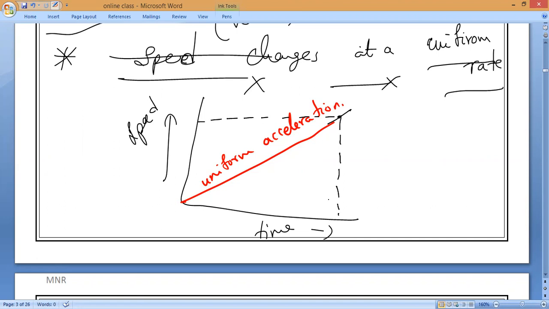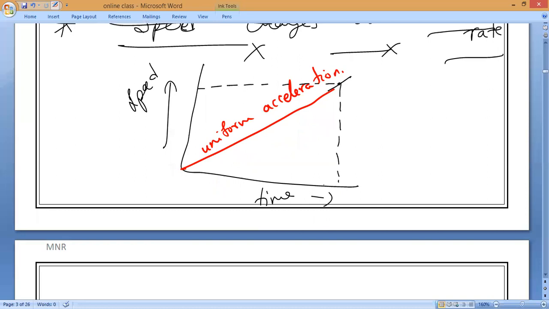Slope, sir. We have to use which equation? Hurry. Which equation? Same thing. So first of all, you tell me, for uniform acceleration, what is the graph? Linear. Understand? Linear graph.